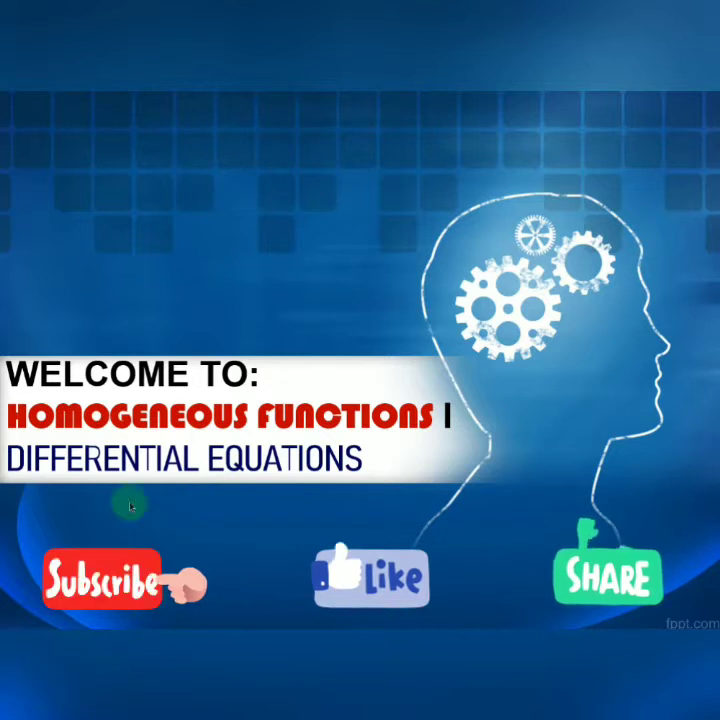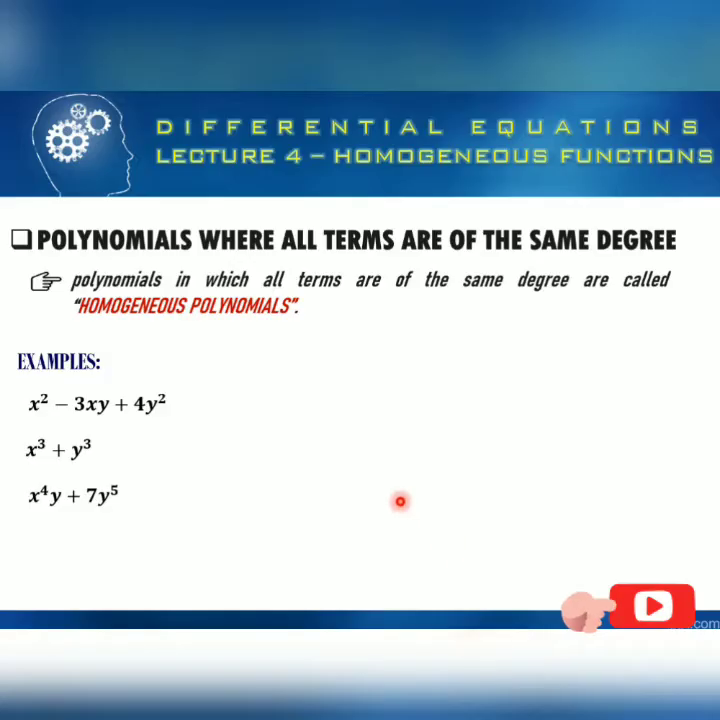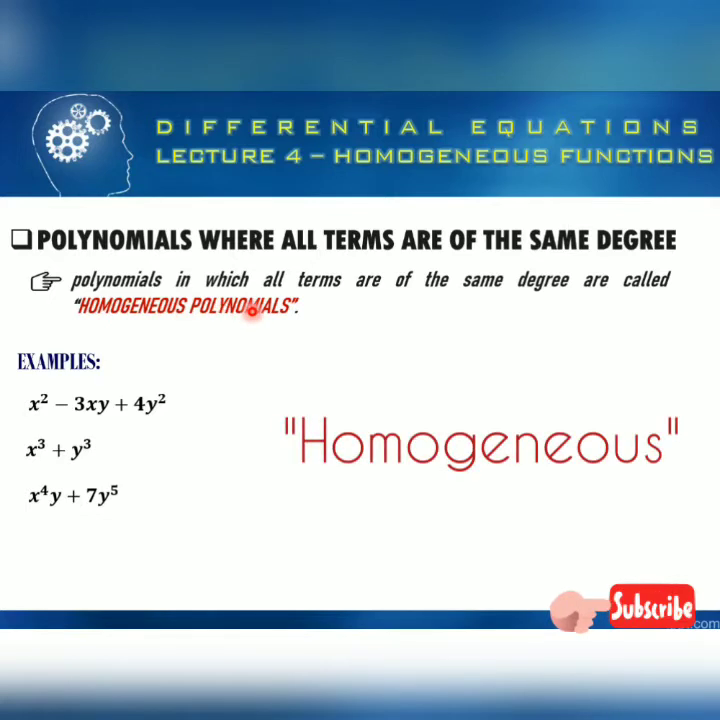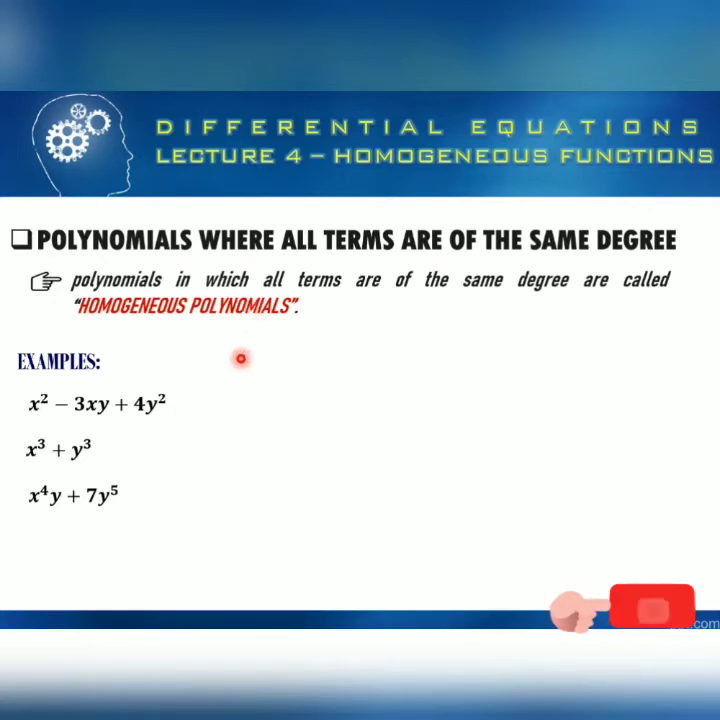Proceeding with our topic today, we have here these simple definitions for homogeneous functions in differential equations. We first take polynomials where all terms are of the same degree. By definition, polynomials in which all terms are of the same degree are called homogeneous polynomials. If one term has a different degree from the other terms, then it is not a homogeneous polynomial.